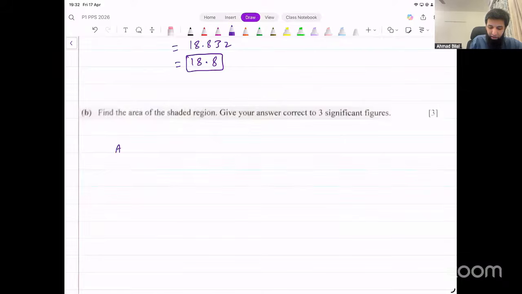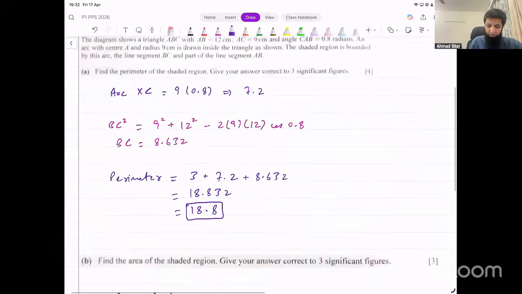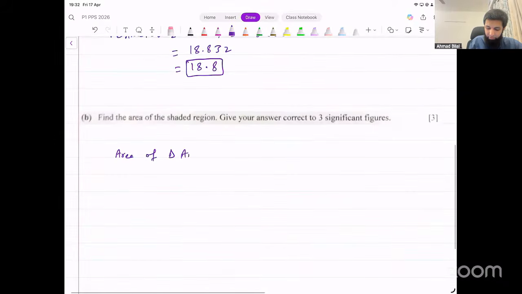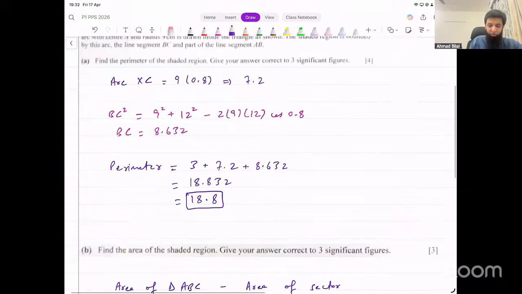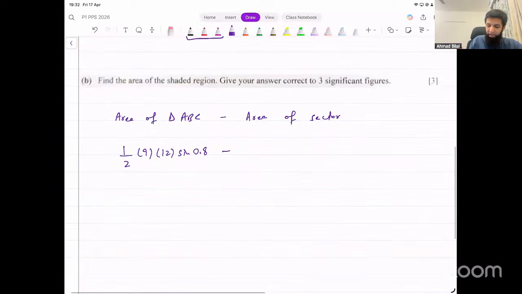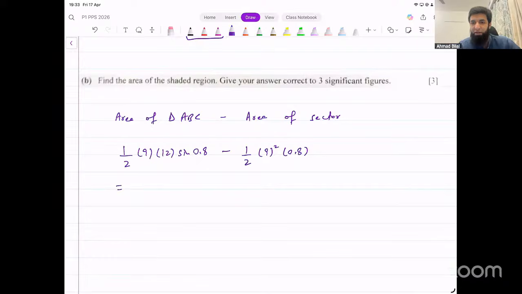Let's do that. Area of the triangle ABC minus area of the sector. Now, what's the area of the triangle? Half AB sin C. One side was 9, another side was 12 into sine of the angle between them, that is 0.8, minus area of the sector, that's half into 9 squared into theta, which is 0.8, and that will give you a result. You can see what that is. 40.249. That's what you're getting. 40.249 rounded off to three significant figures.